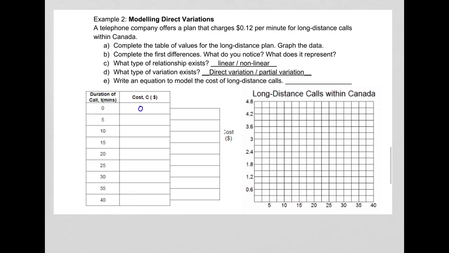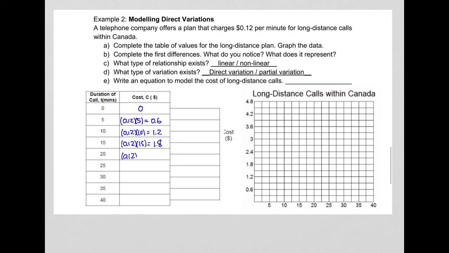If I call for 5 minutes, then I would have to pay 12 cents per minute. So it's going to be 0.12, 12 cents per minute, times 5, which is going to be 0.6. Next one, I will do 0.12 times 10 minutes. I'm going to pay them $1.20. And then the next one will be 0.12 times 15, which gives you 1.8. You have to pay them $1.80.